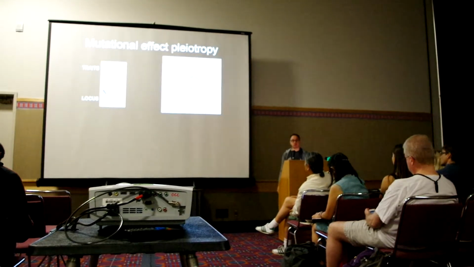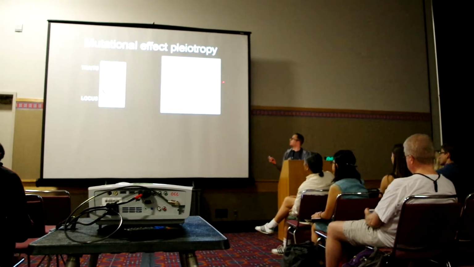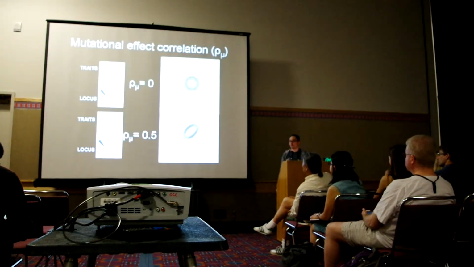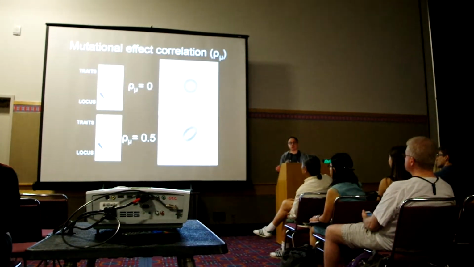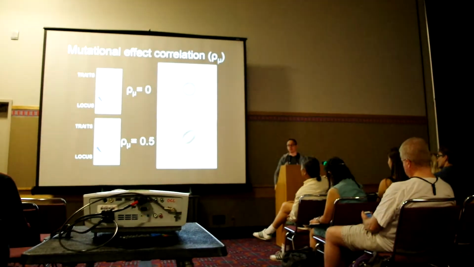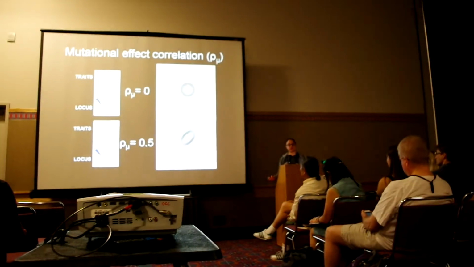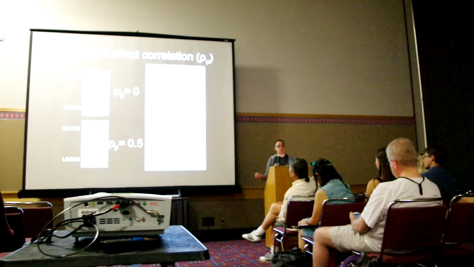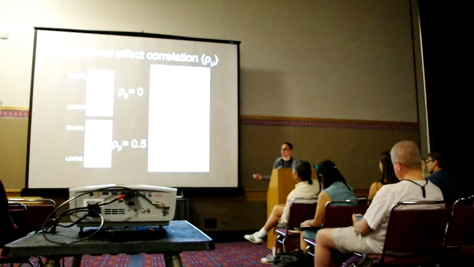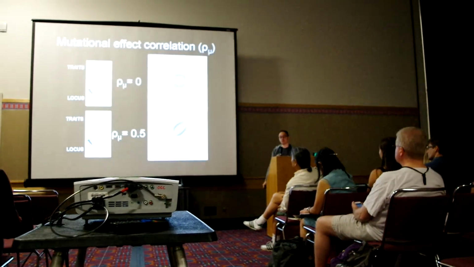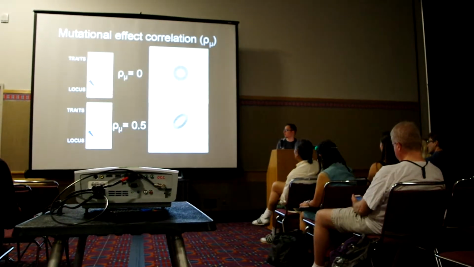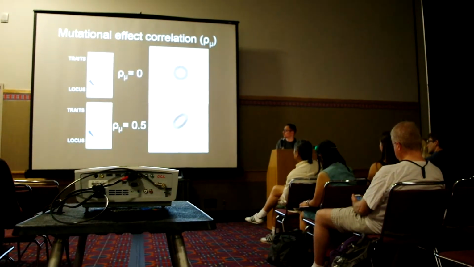And that mutational distribution could be circular, like the one you're seeing here, or it could have some other kind of shape. If there is mutational effect correlation, that means that a mutational effect that in this case has a positive effect on one trait is more likely to have a positive effect on other traits. Here the example is a positive mutational effect correlation of 0.5, and you can see that there's this elliptical shape of the distribution.